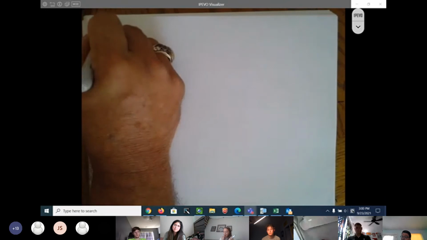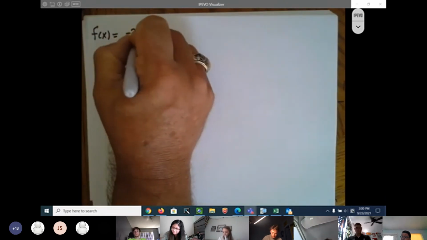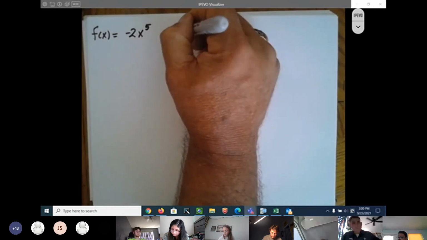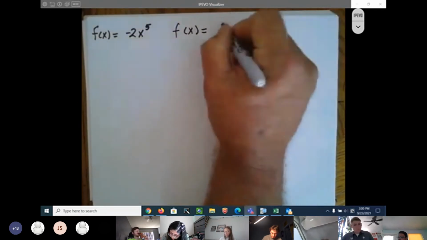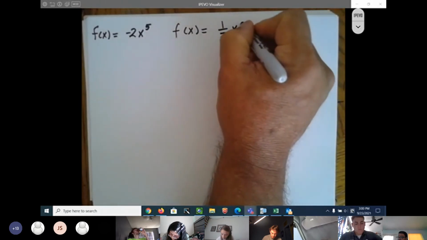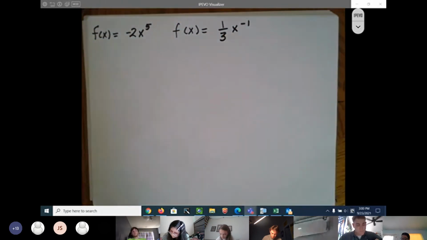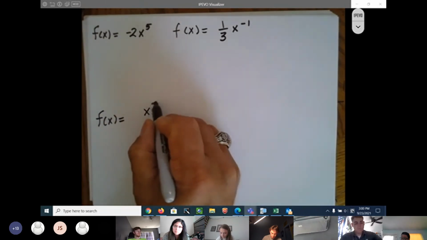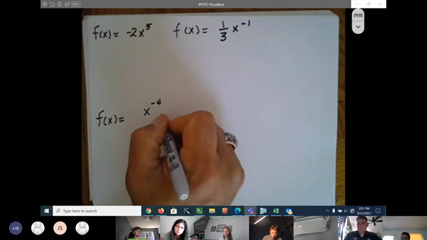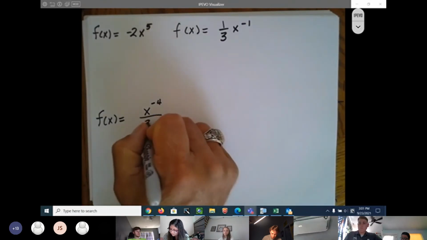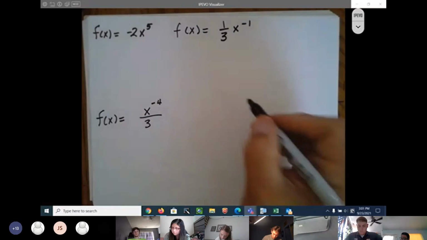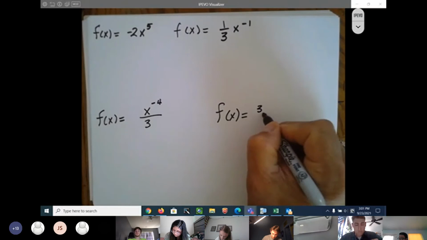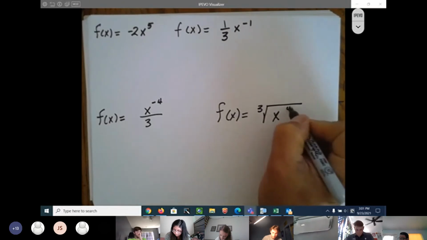F of x is equal to -2x to the 5th. F of x is equal to 1/3 x to the -1. F of x is equal to x to the -4 over 3. And f of x is equal to the 3rd root of x to the 4th power.